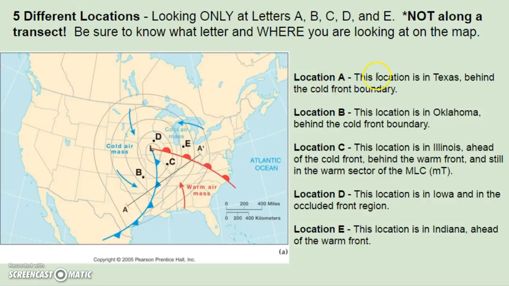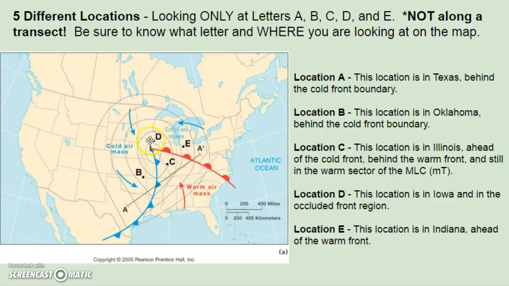So at location A, this location is in Texas. This is behind the cold front boundary. Location B, this is in kind of northeast Oklahoma. This is also behind the cold front boundary. Location C, this is located in Illinois. This is ahead of the cold front, but behind the warm front. This is in the warm sector of the mid-latitude cyclone.